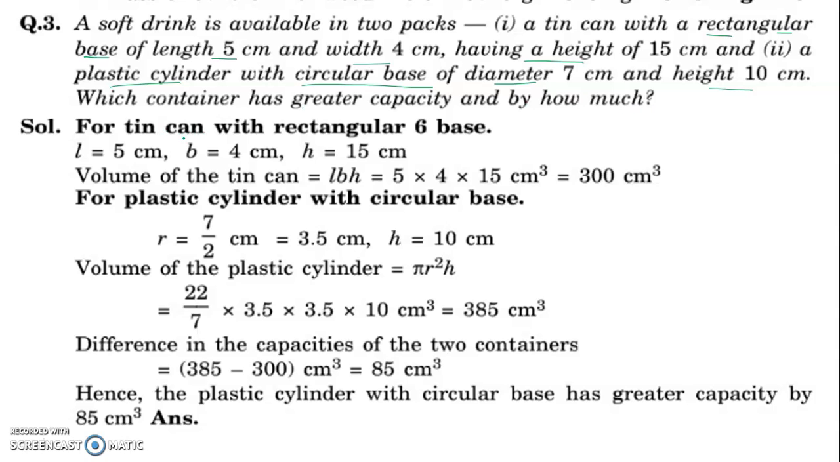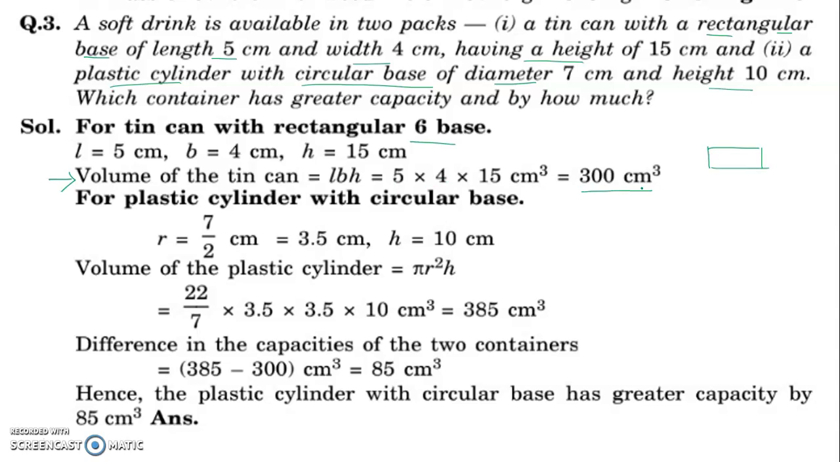Okay, for the tin can with a rectangular base, the length is 5, breadth is 4 and height is 15 centimeters. See clearly, 15 centimeters. Now it is a rectangular base, so you have to keep this in mind. Volume of the tin will be L into B into H. It is rectangular, students, so the shape is cuboidal. Length into breadth into height.